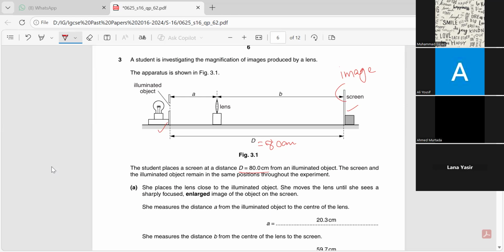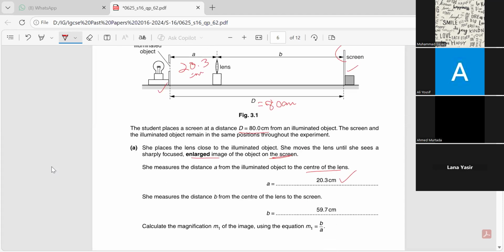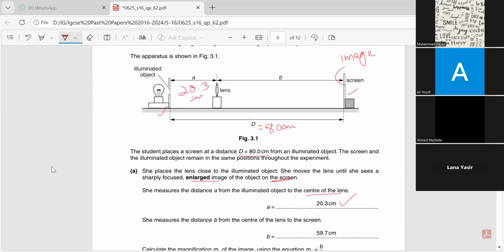So she places the lens close to the illuminated object. She moves the lens until she sees a sharply focused and enlarged image of the object on the screen. If she is seeing the image on the screen, it means that it is a real image. Okay. So she measured the distance A from the illuminated object to the center of the lens, and that is 20.3 centimeters. She measured the distance B from the center of the lens to the screen, and that is 59.7 centimeters.